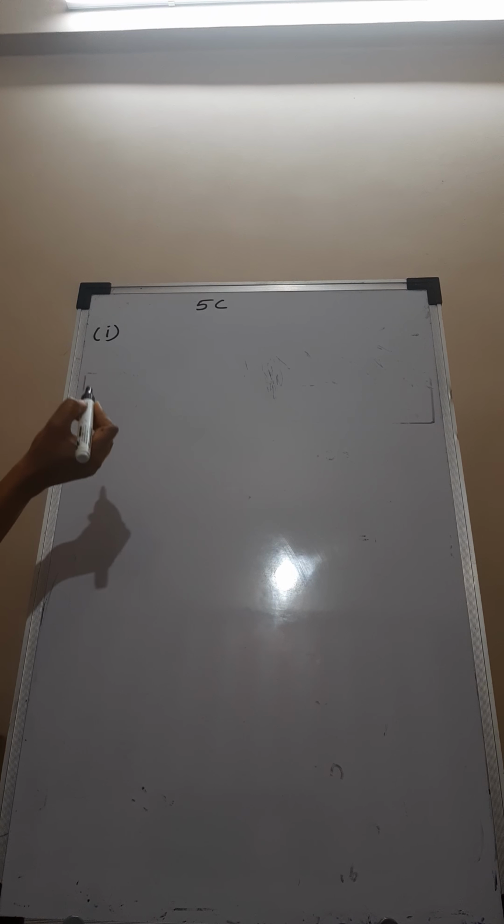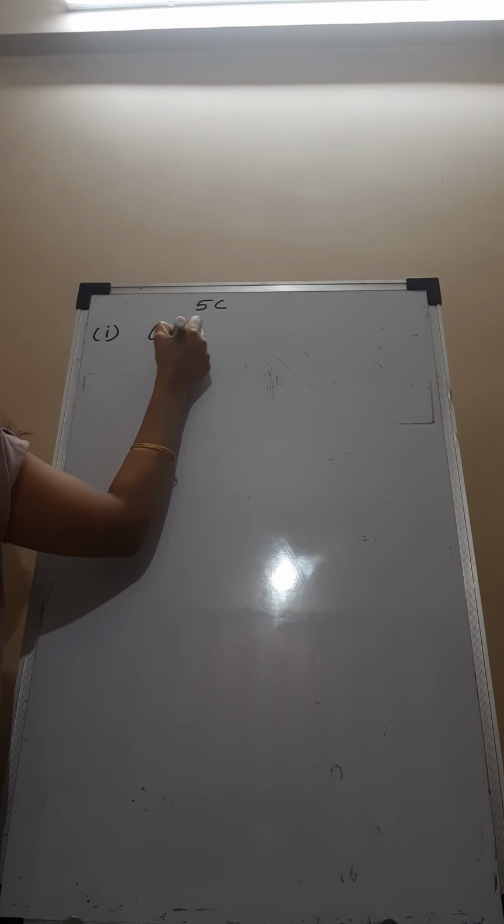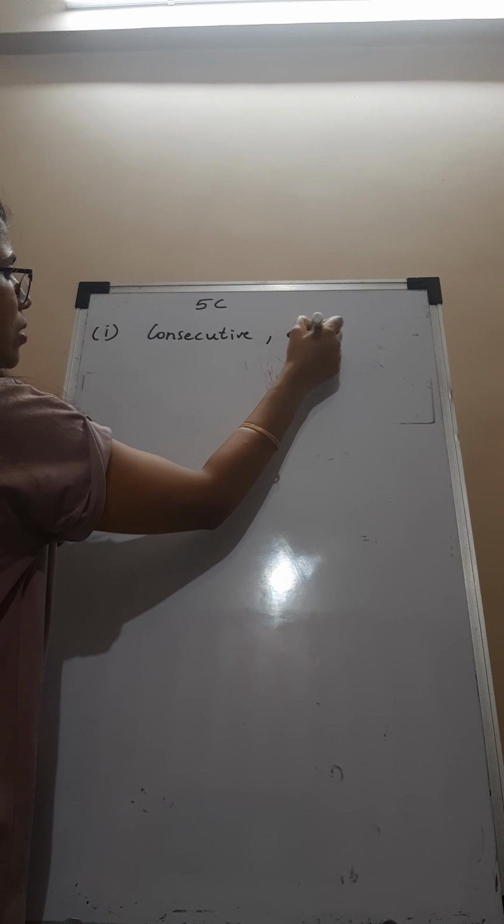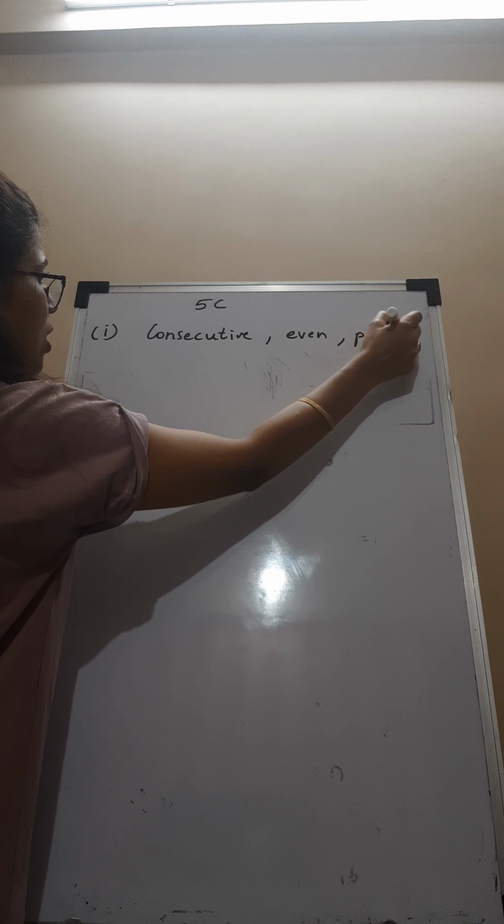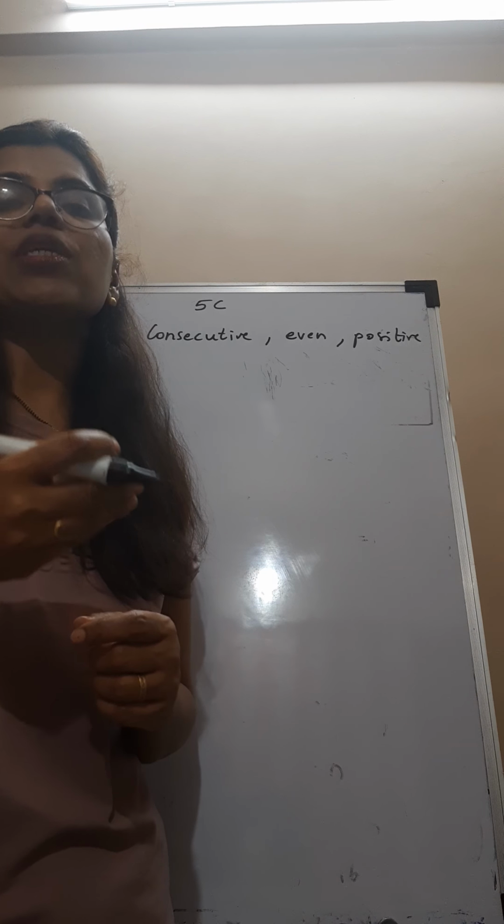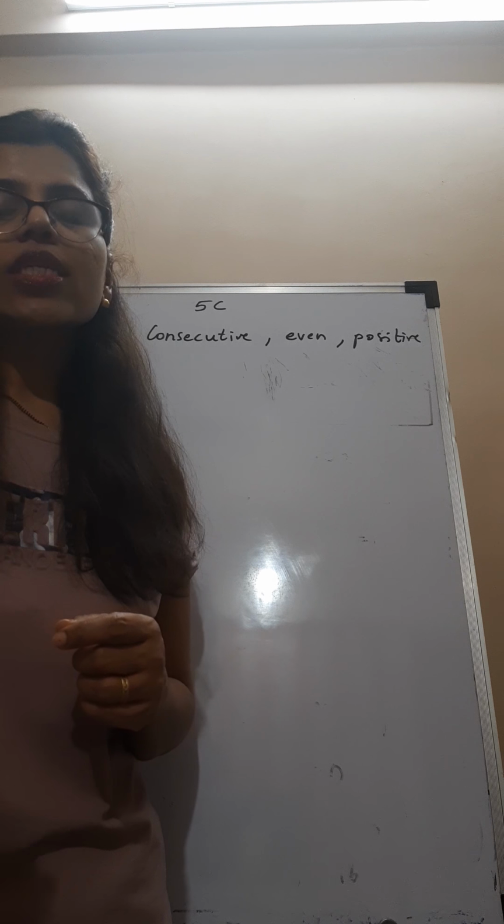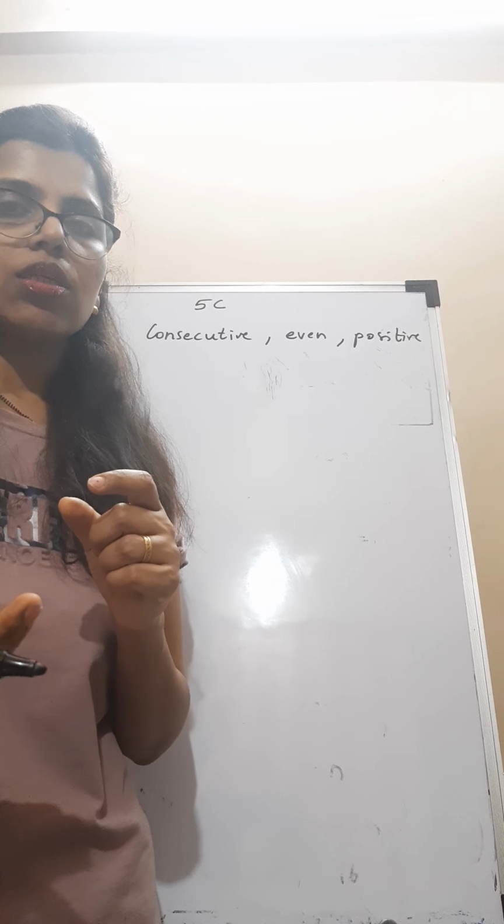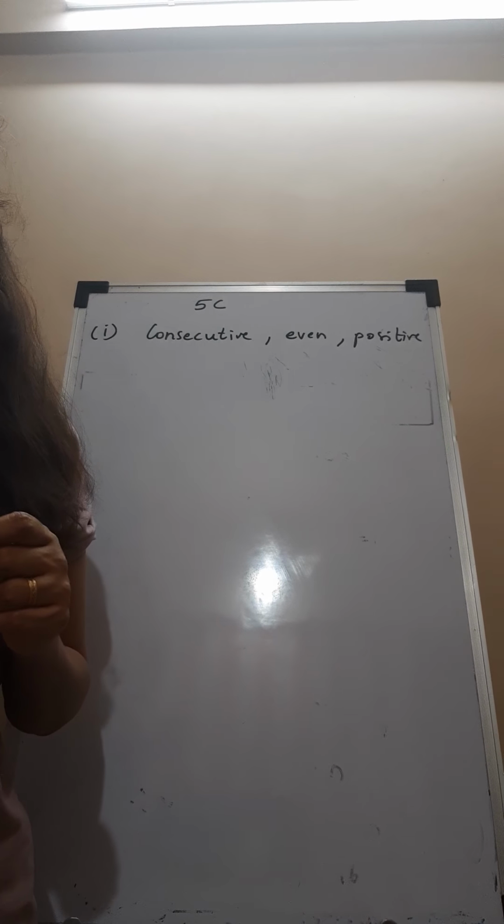So exercise 5C, first question. Consecutive, even, positive numbers. So now consecutive means one after the other. Even means, if you are taking an example that one even positive number is 2, then the consecutive even positive number will be 4. There is a gap of two. So if you are assuming that one number is x, the other number will be x plus 2.